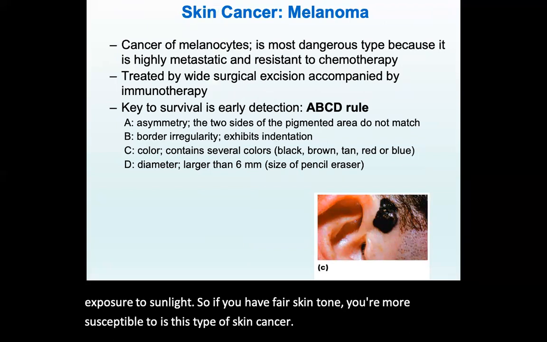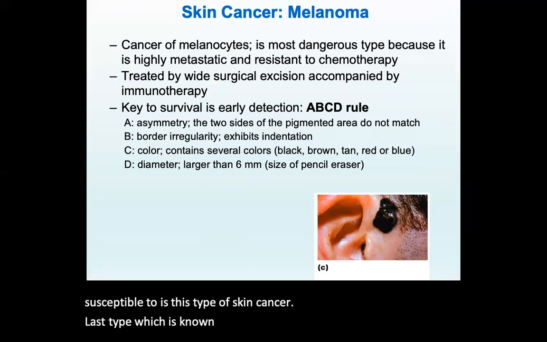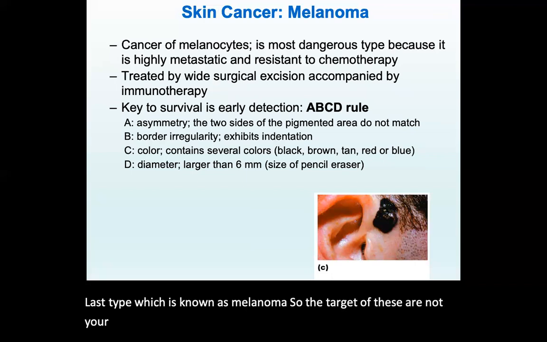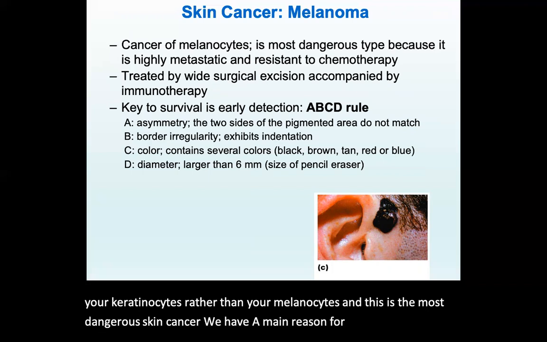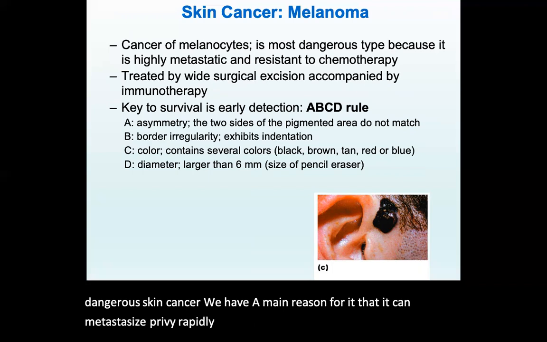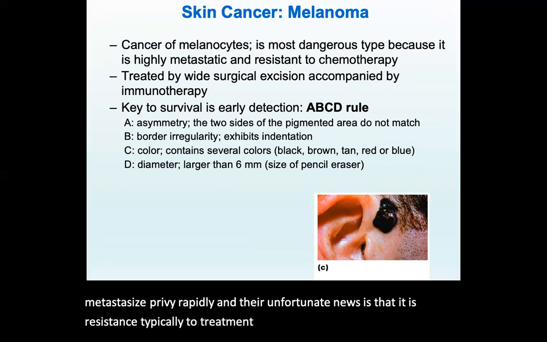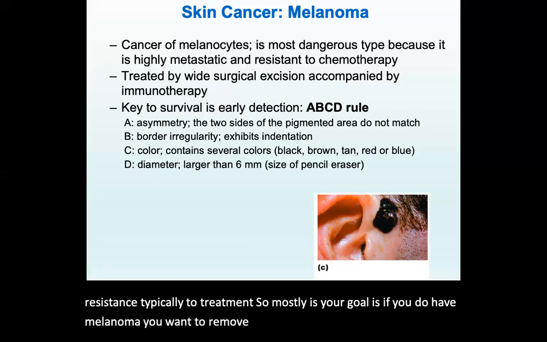Last type, which is known as melanoma. So the target of these are not your keratinocytes, but rather your melanocytes. This is the most dangerous skin cancer we have. A main reason for it is that it can metastasize pretty rapidly, and the unfortunate news is that it is typically resistant to treatment. So mostly your goal is, if you do have melanoma, you want to remove it as fast as possible before it can metastasize and cause more damage.